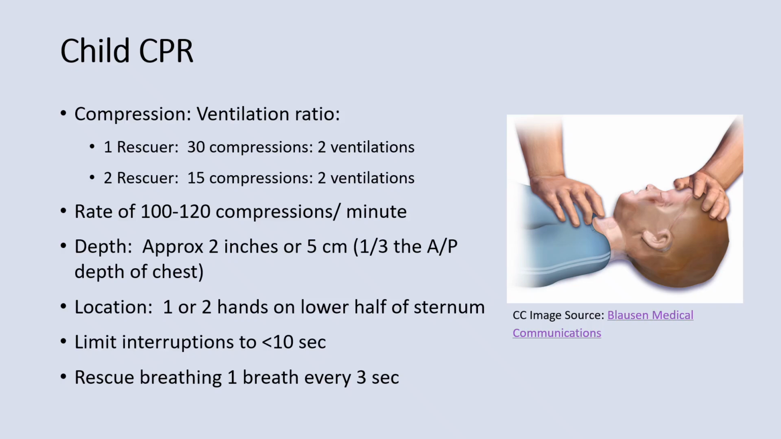The depth of chest compression should be approximately 2 inches or 5 centimeters, which is the equivalent of 1/3 the anterior-posterior depth of the child's torso. When performing child CPR, the rescuer can use one or two hands located on the lower half of the sternum, and CPR should not be interrupted for any longer than 10 seconds. When performing rescue breathing in a child with a pulse, the person managing the airway should provide one breath every 3 seconds.